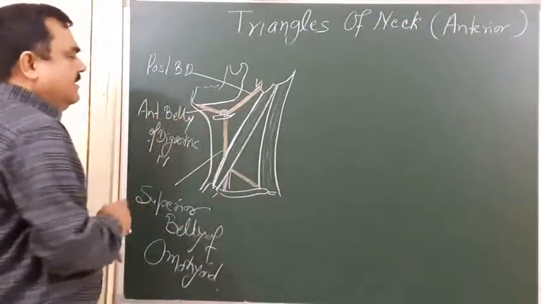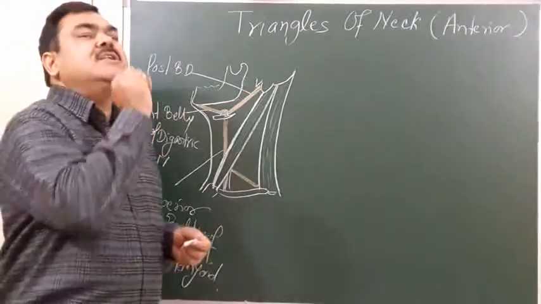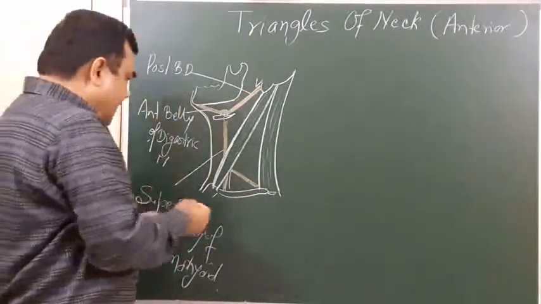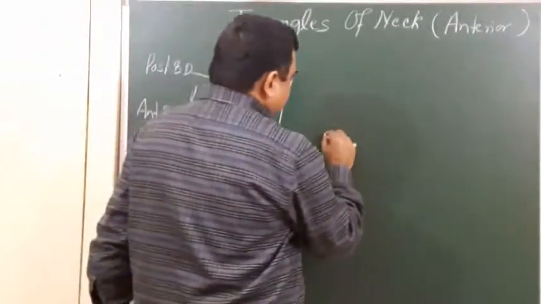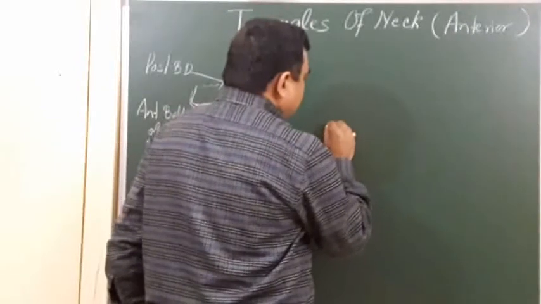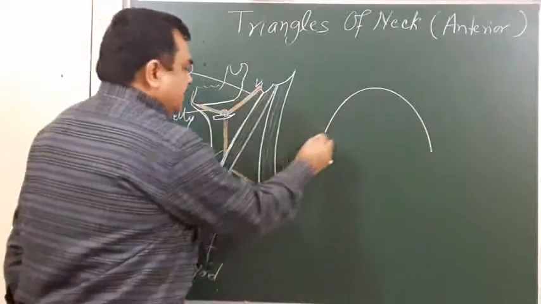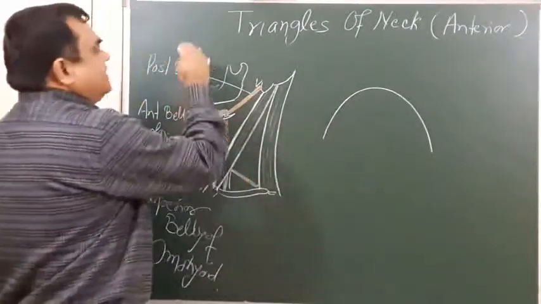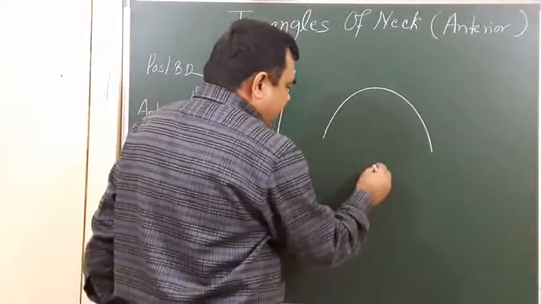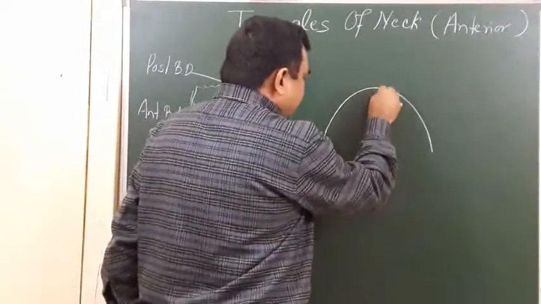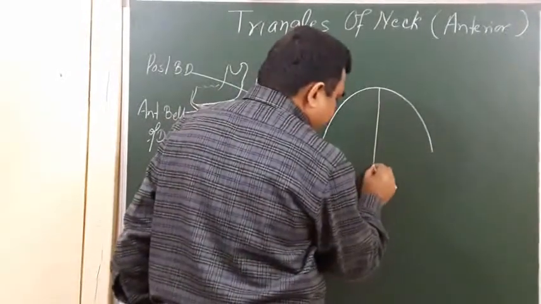For seeing the submental triangle, first of all, elevate the chin upward like this and see from below, from the inferior side. This chin has elevated upward, and you are seeing from below. This is the median plane.